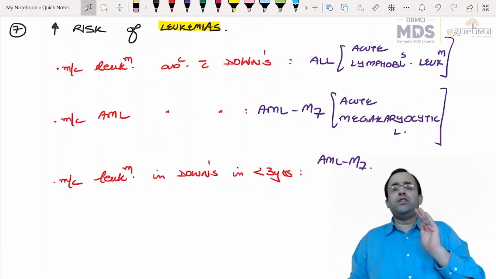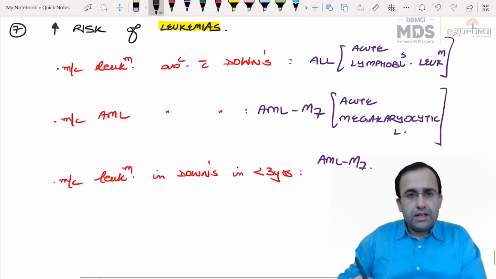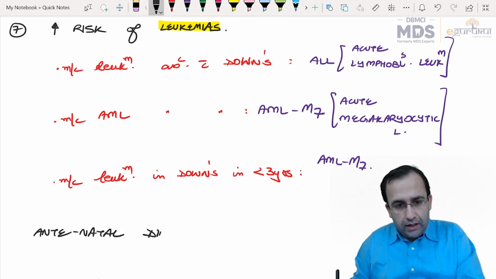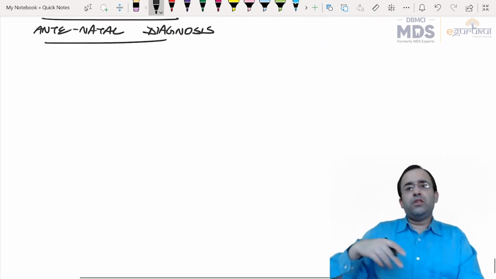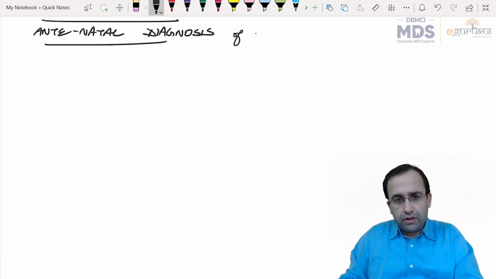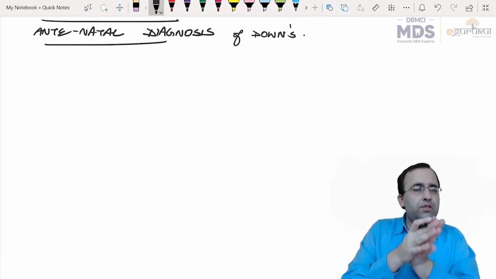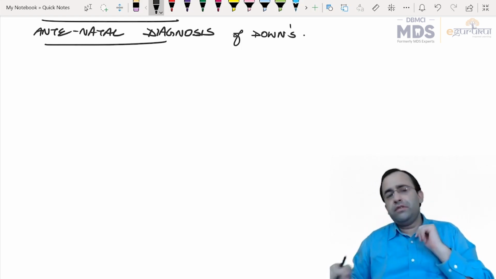These are the clinical features associated with Down syndrome. Next point. This gets us to the antenatal diagnosis of Down syndrome. Antenatal diagnosis means antenatal diagnosis of Down syndrome. That is, even when the child is in the womb of the mother, the baby is intrauterine, he is not born yet, before birth, antenatal diagnosis of Downs.